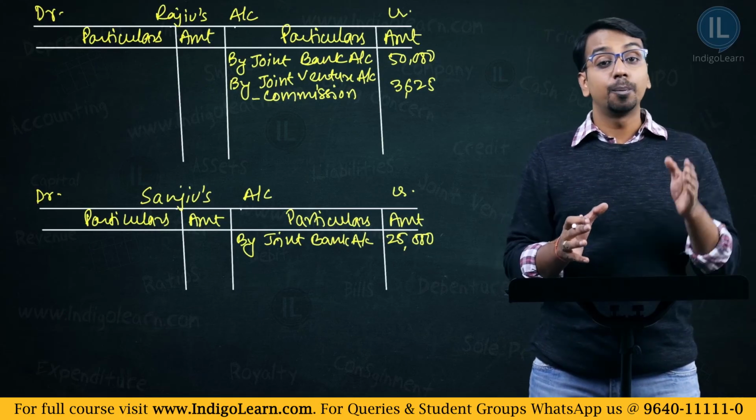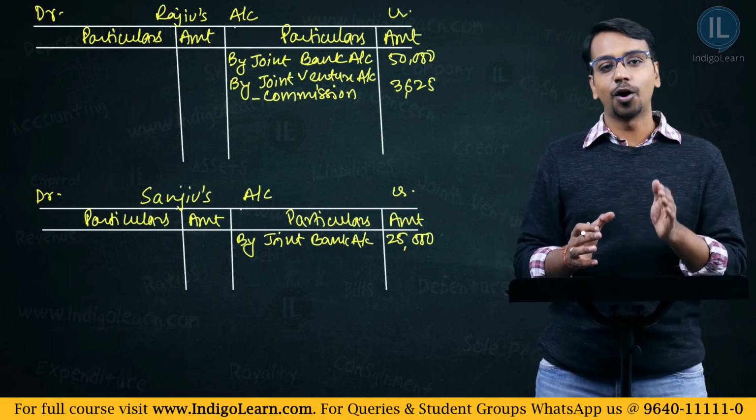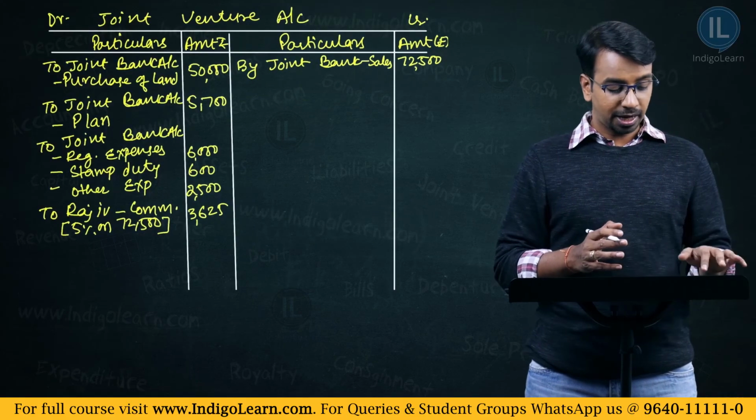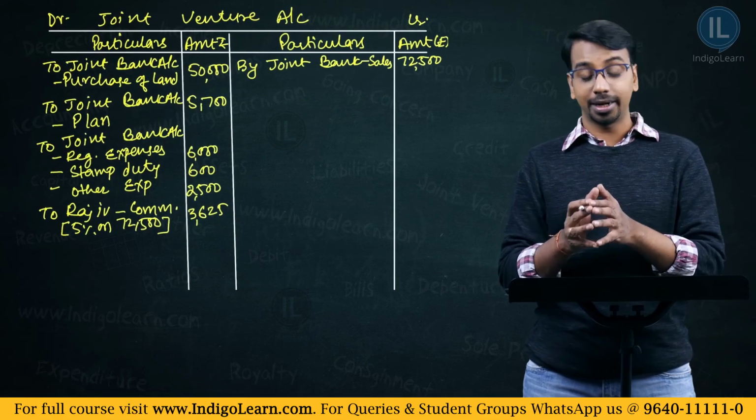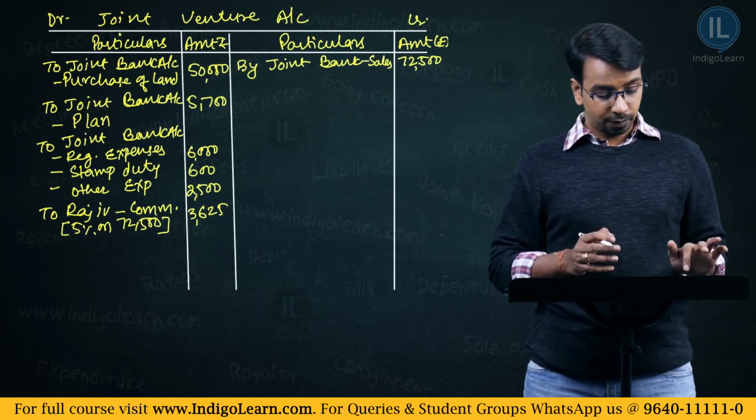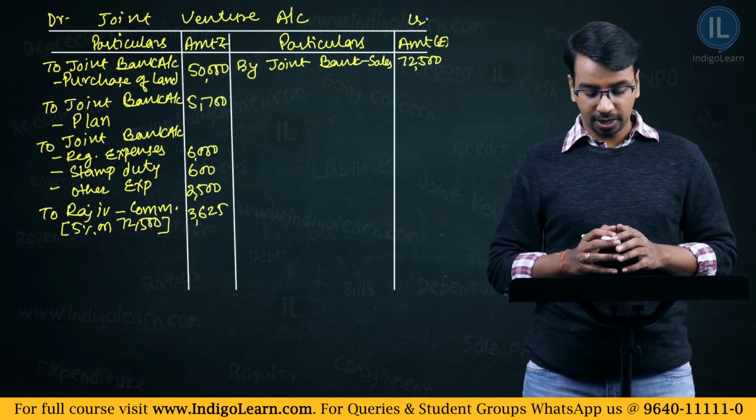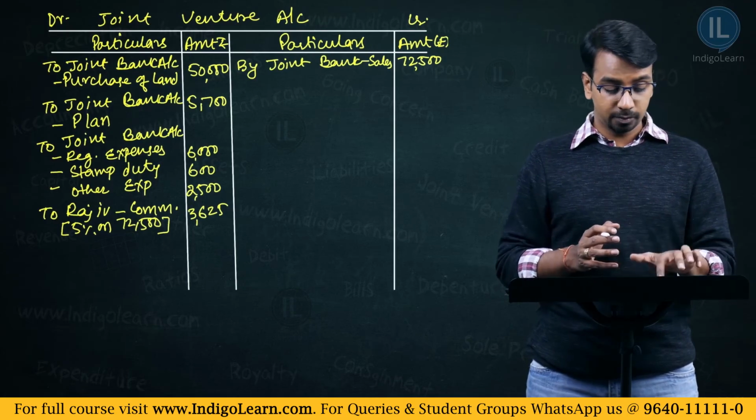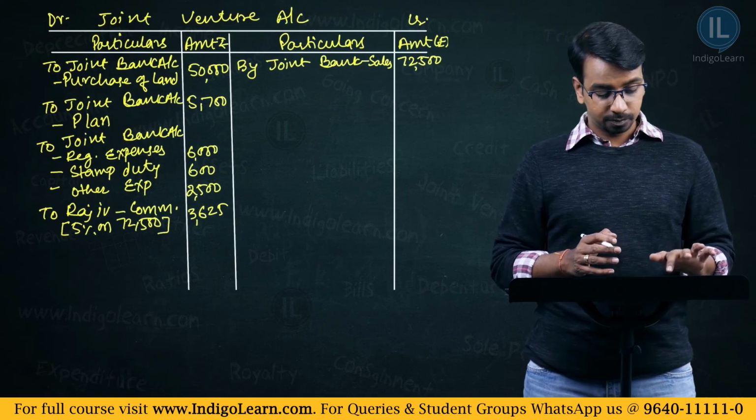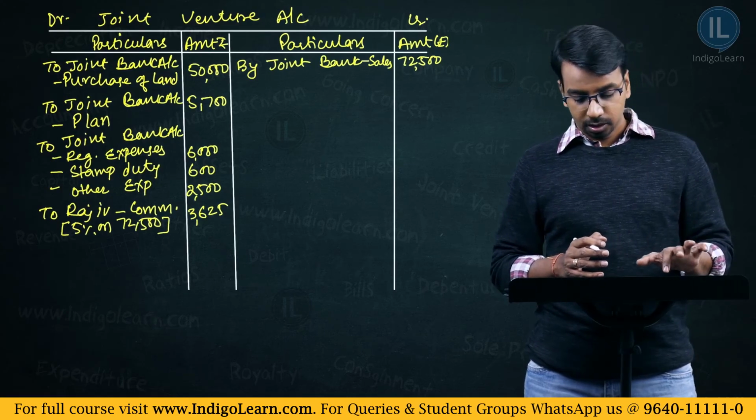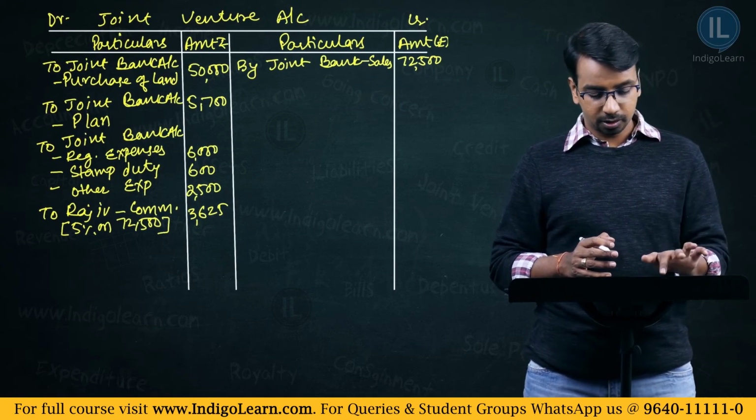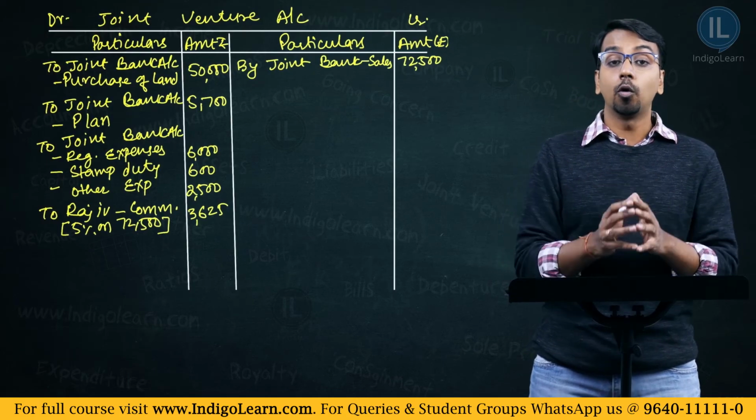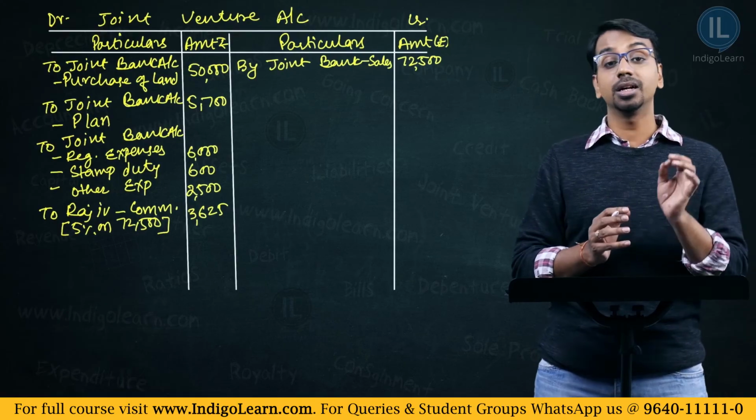With this, we can compute what is the profit or loss on account of joint venture. Let us do that. So coming to the joint venture account, we have 72,500 on the credit side minus 50,000 of expenses on purchase of land minus 5,700 on preparation of plan minus 6,000 minus 600 minus 2,500 minus 3,625. So the profit comes to 4,075. That is the profit.